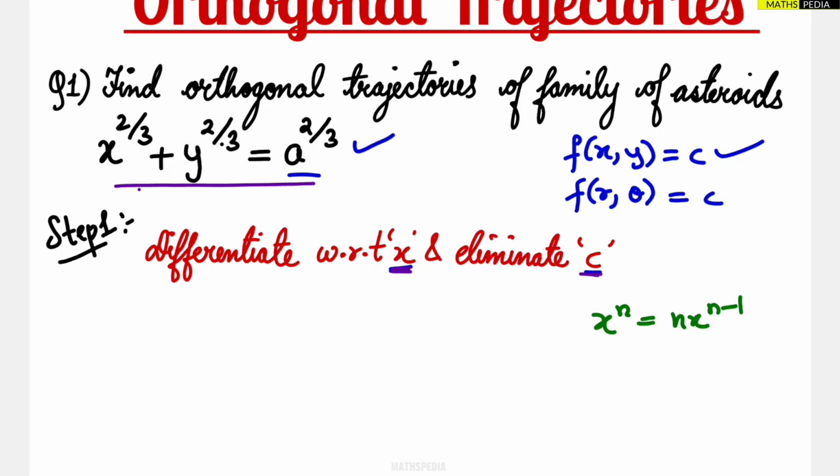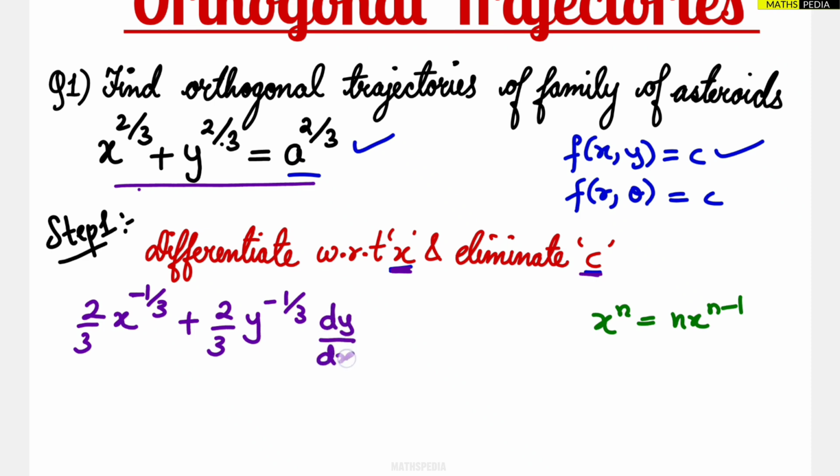So x power 2 by 3 differentiates to 2 by 3 into x power 2 by 3 minus 1, which is minus 1 by 3, plus. Now y is there, but we differentiate with respect to x. So y power 2 by 3 again gives 2 by 3 into y power minus 1 by 3, but here we also get dy by dx, equal to the differentiation of a power 2 by 3, which is a constant, so 0. That's why I wrote here to eliminate c. The c part on the RHS side is eliminated, and we have got 0.